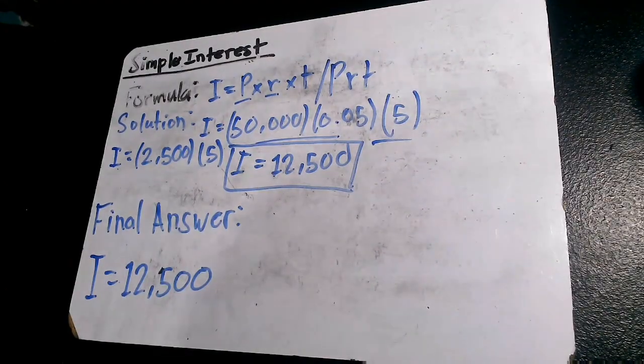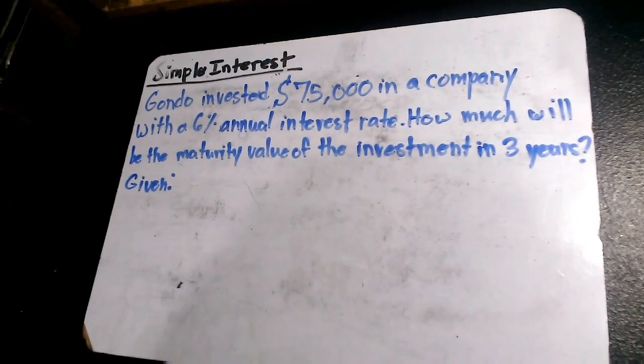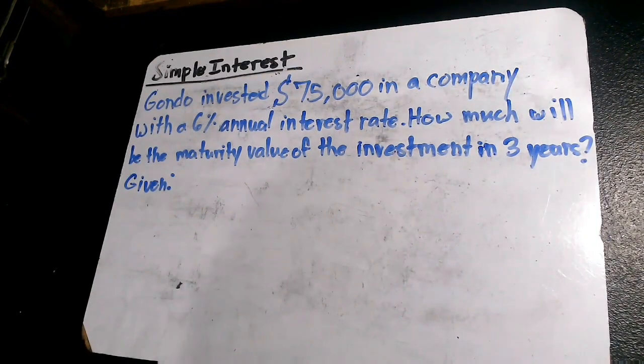Did you get the correct answer? Then congratulations. And to those who didn't, still, good job for trying to answer. But don't worry, as I will give another example for you to properly understand the lesson. This is my example problem. Gondo invested $75,000 in a company with a 6% annual interest rate. How much will be the maturity value of the investment in 3 years?